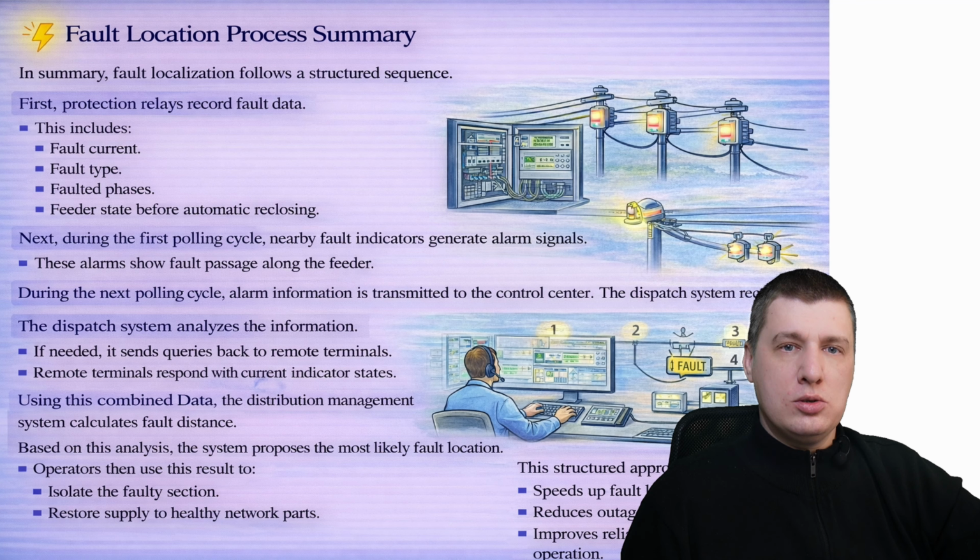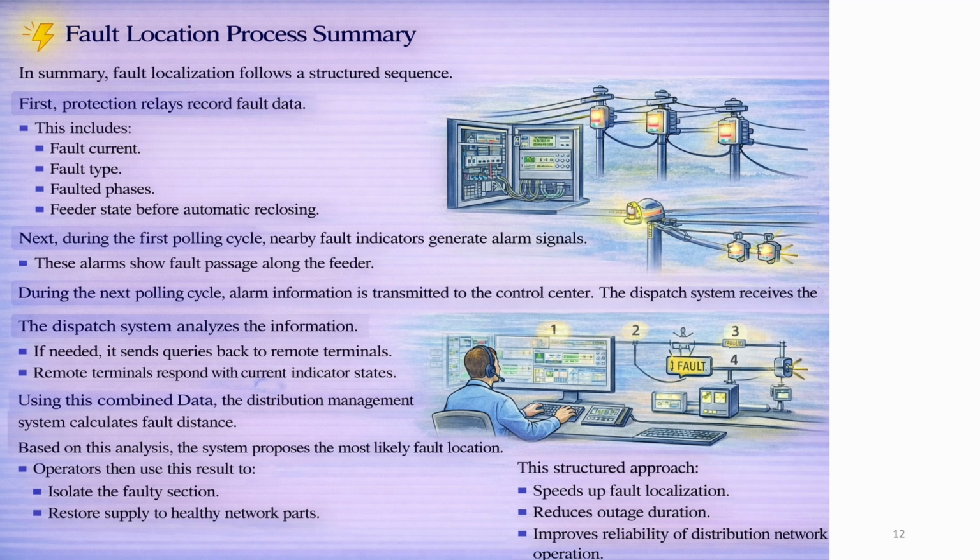Operators then use this result to isolate the faulted section and restore supply to healthy network parts. This structured approach speeds up fault localization, reduces outage duration, and improves reliability in distribution networks.